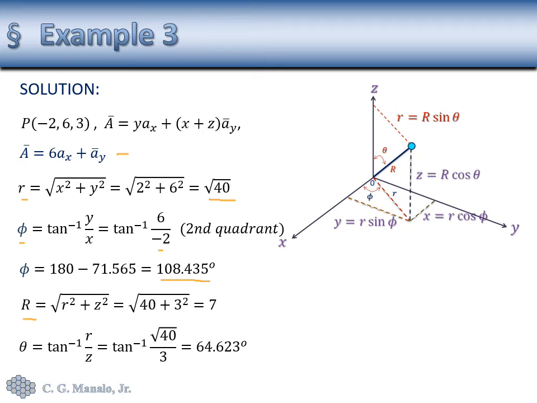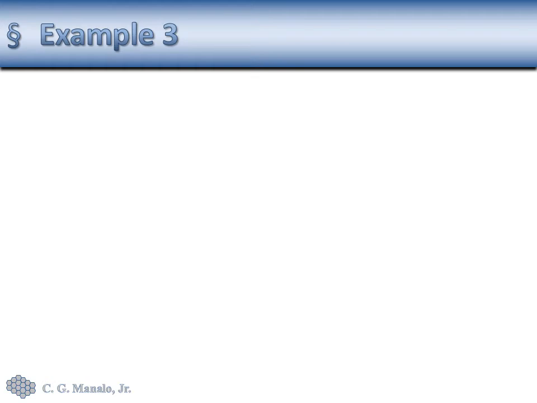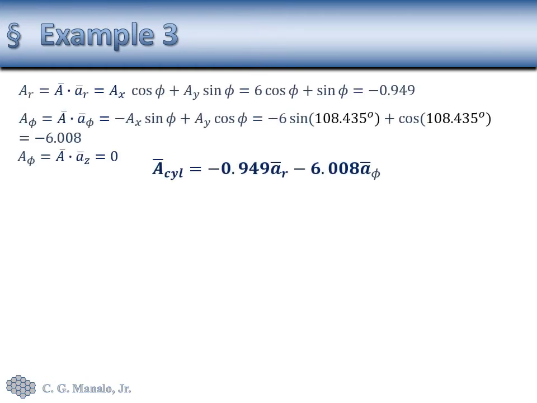So capital R here from the figure can be computed. So this is really this R here squared plus Z squared square root, and we'll get this capital R. So it will give us this answer. And theta, which is always between 0 and 180 degrees, it will give us this answer here.